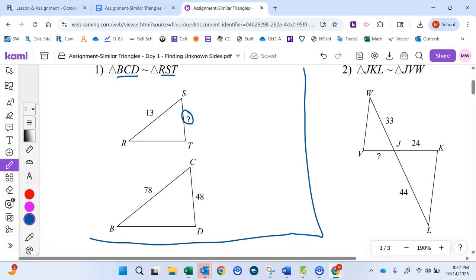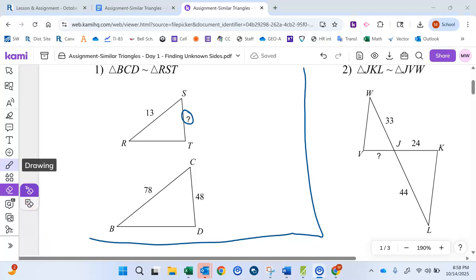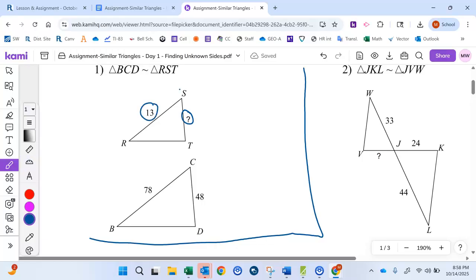Okay, so let's do this. We need to get this side involved. So that's SR, right? So we need to get SR. So that's going to be these two right there. And then I think it's a good idea to go big divided by small, okay, equals what? Well, which is a bigger triangle? Well, you can see that this is 13, this is 78 and 48. Obviously, this is a bigger triangle.